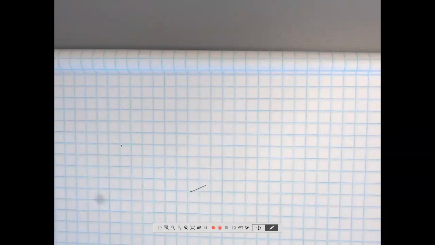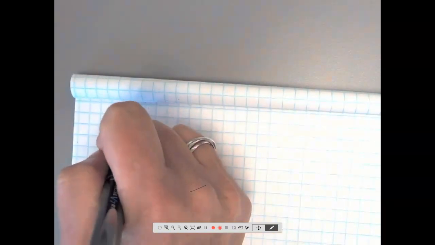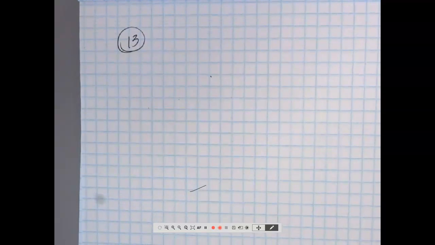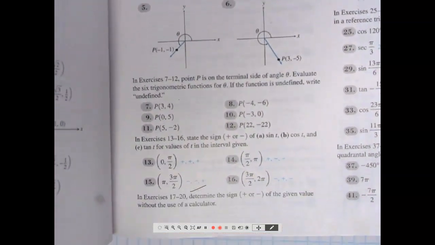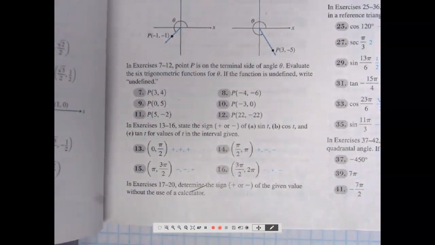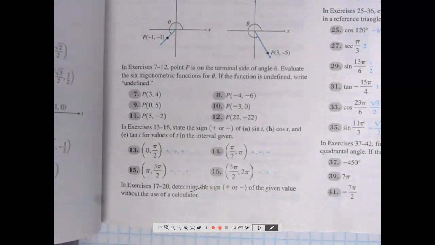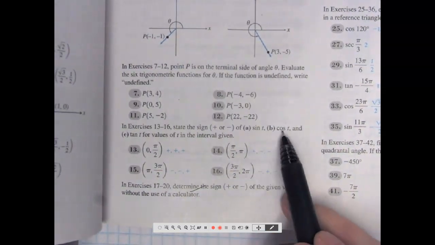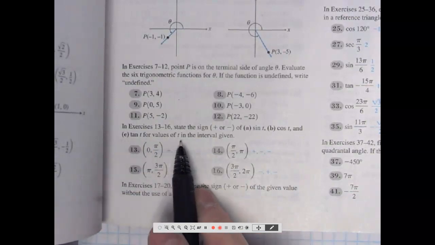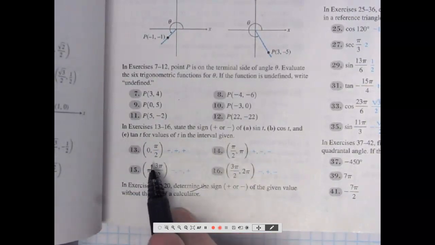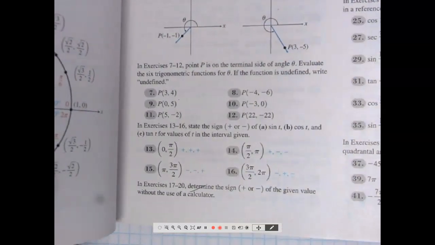First one I want to do is, let's look at 13. The problem is not hard, but the directions make it seem very, very confusing. Okay, so this is what the directions say. In exercises 13 through 16, state the sign, positive or negative, of sine, cosine, and tangent for values of t in the given interval, 0 to pi over 2.